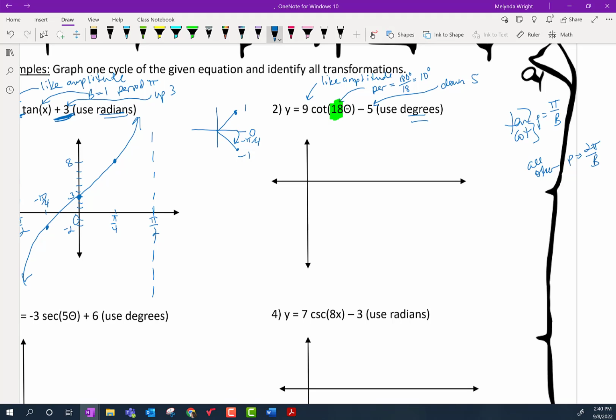Okay, so let's start graphing it. Let's start with the x's. We don't have any phase shifts. We're not going left and right, so we're going to start at 0 degrees, and we're going to go all the way to 10 degrees.